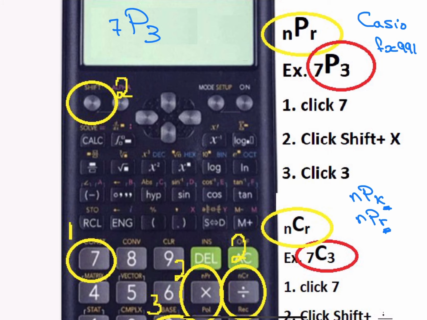The same thing happens with NCR. So you click 7C3, you click 7 first, and then you click shift and division, then 3, and you'll get the answer. I think this is one of the simplest ways, in case your calculator is allowed in your exam. If you are doing it manually, don't forget that the factorials are not multiplied.